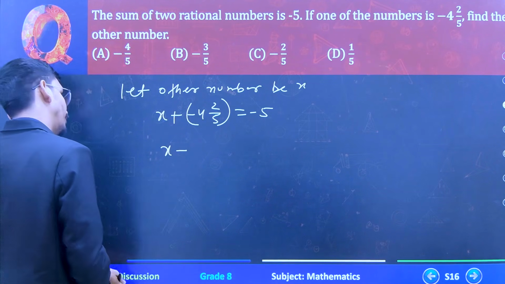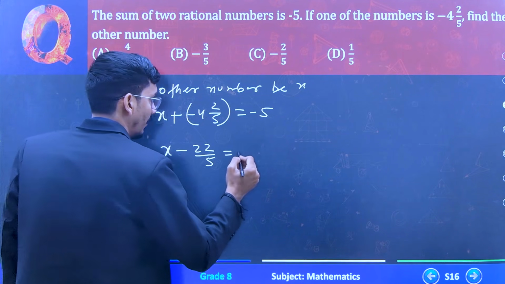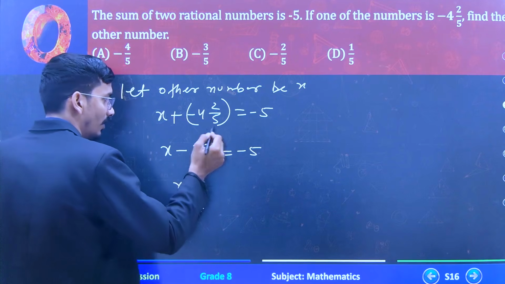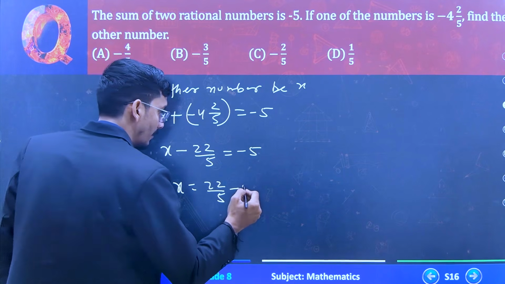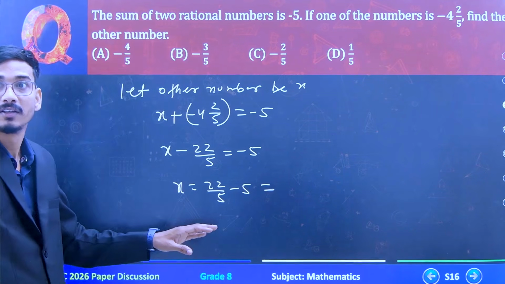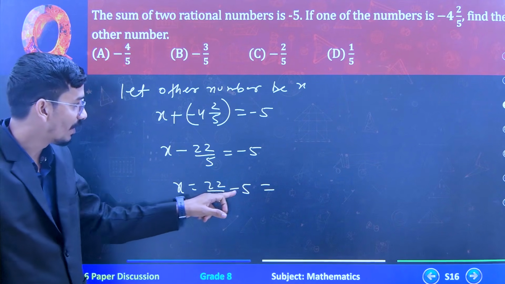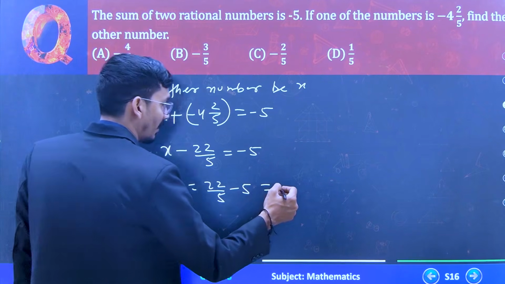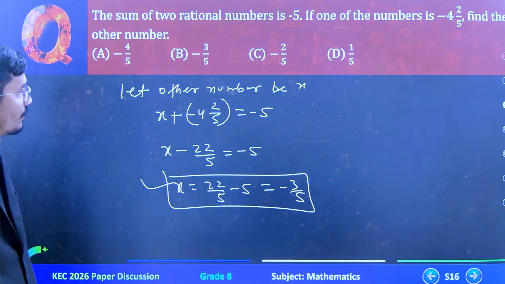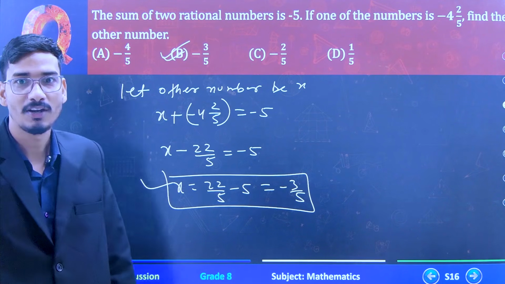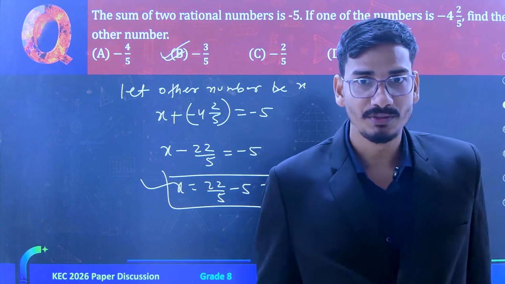So this is nothing but 5 into 4, 20 plus 2, 22 upon 5 equals minus 5. So x equals what? This will go to the right hand side, so minus becomes plus. So 22 by 5 minus 5. When you simplify it, 22 minus 25 is minus 3. So minus 3 by 5. Correct? So which option? Third option is correct. Clear? Now moving to the next one.